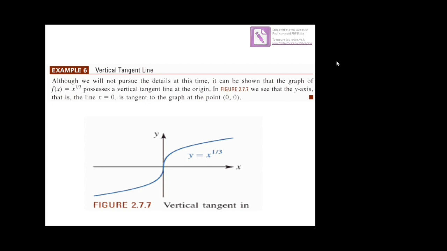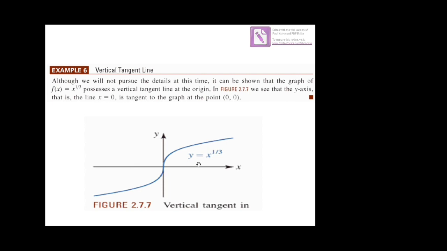So the first case is where we have a vertical tangent line, for example y is equal x power 1 over 3. At the point 0, we see that the tangent line at this point is the y-axis, where x is equal to 0. So here the tangent line is the y-axis, but we know that the slope of the y-axis does not exist because we divide by 0. So if you have a vertical tangent line, that means the slope of the tangent line does not exist.